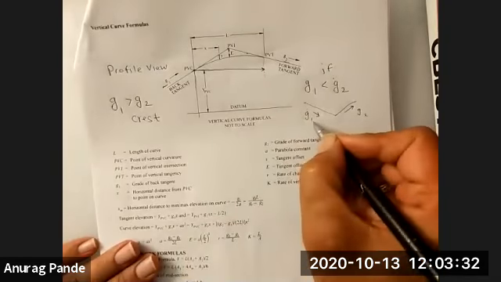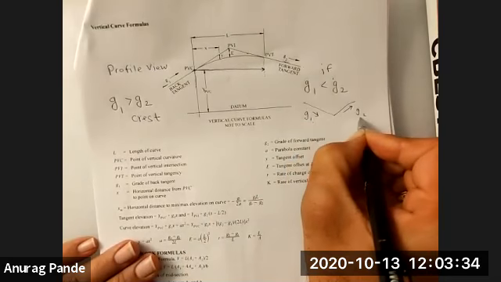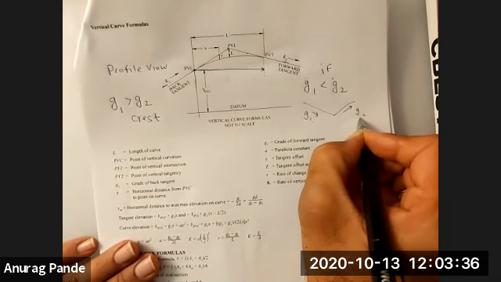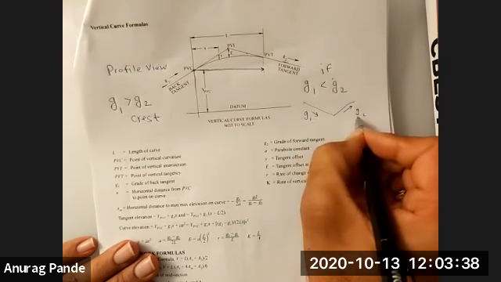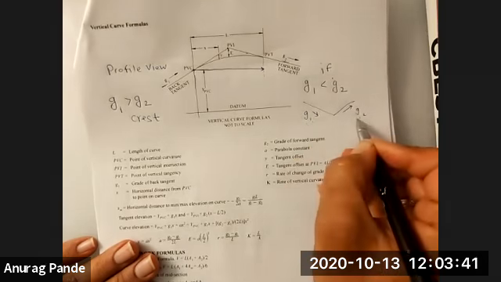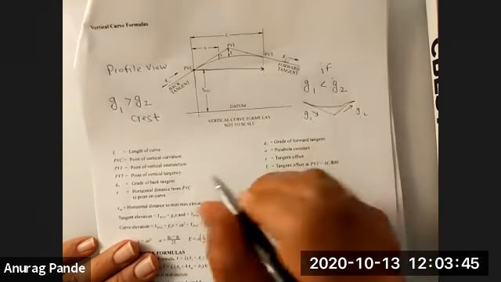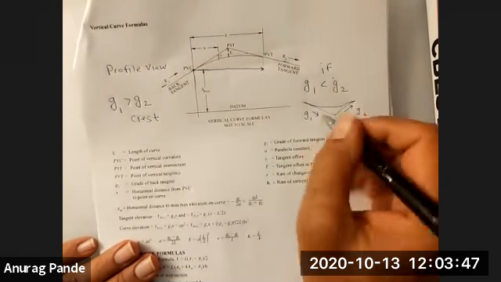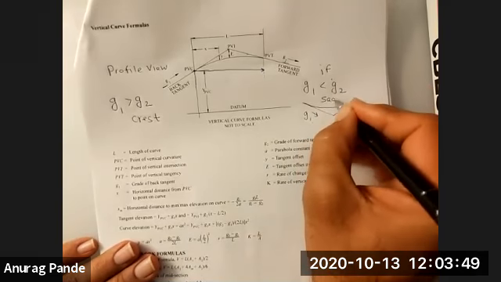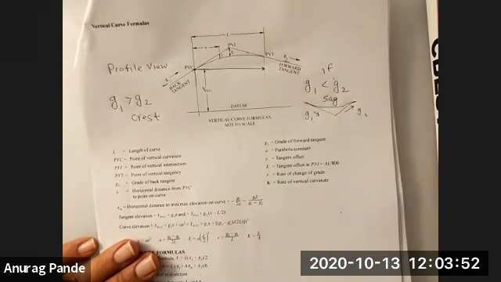So if G1 is, let's say, a negative grade and G2 is a positive grade, we know for a fact that G1 is less than G2, because obviously a negative number is less than a positive number. And the curve might look like this. And that's the type of curve that we call the sag vertical curve, SAG, sag vertical curve.